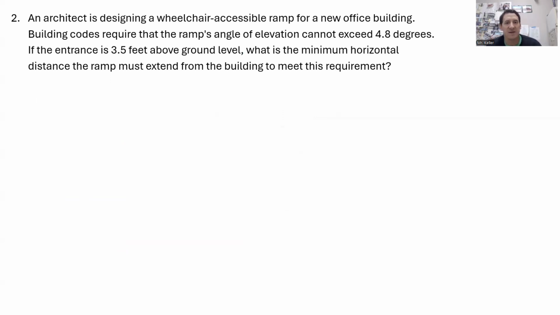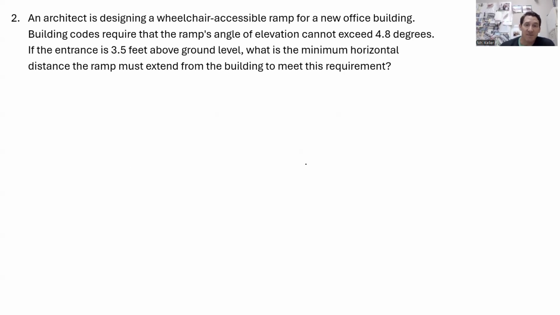An architect is designing a wheelchair accessible ramp for a new office building. Building codes require that the ramp's angle of elevation cannot exceed 4.18 degrees. If the entrance is 3.5 feet above the ground, what is the minimum horizontal distance the ramp must extend from the building to meet this requirement?